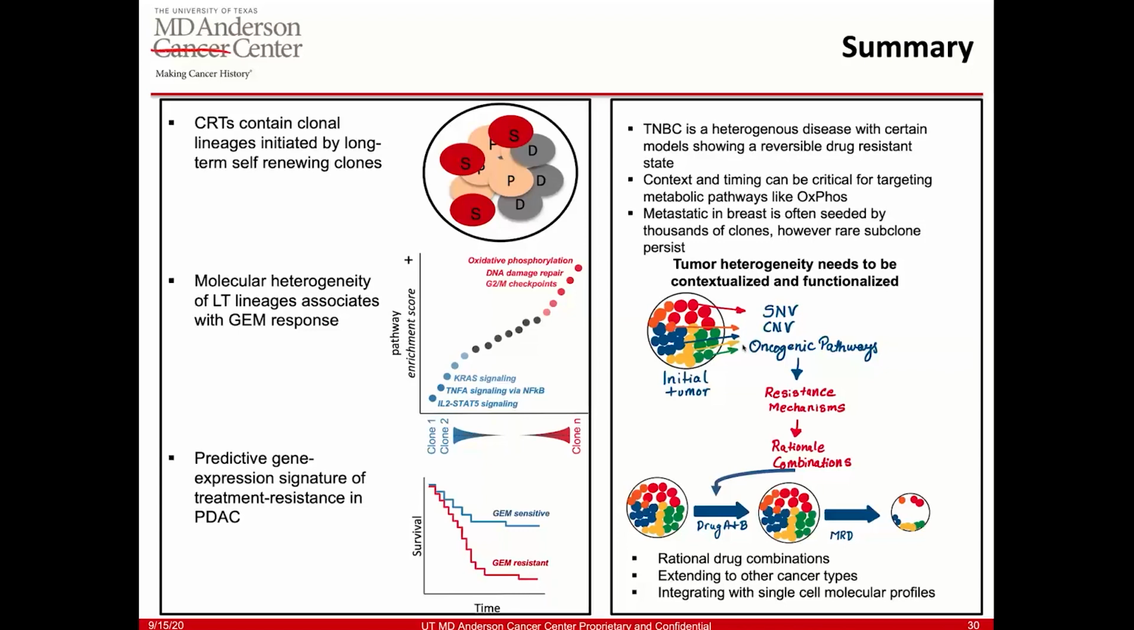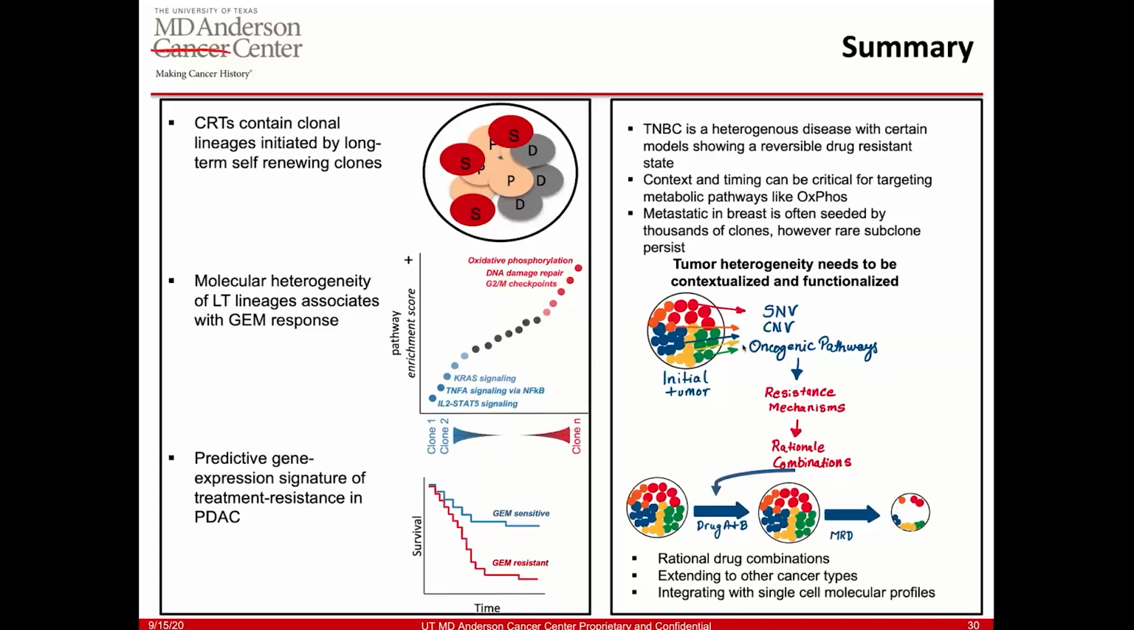In triple-negative breast cancer, as everybody appreciates this as a heterogeneous disease, we're able to find a reversible drug-resistant state in our experimental models using chemotherapy. And we were able to extend the survival by targeting pathways such as OX4. The metastasis in breast is often seeded by thousands of clones. However, it seems that only the rare subclones persist.